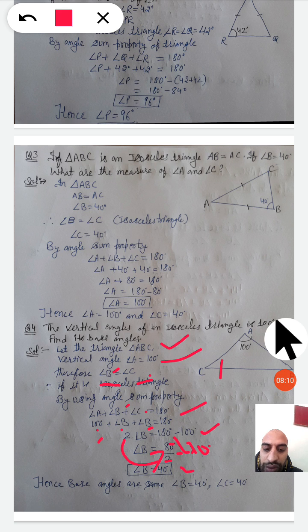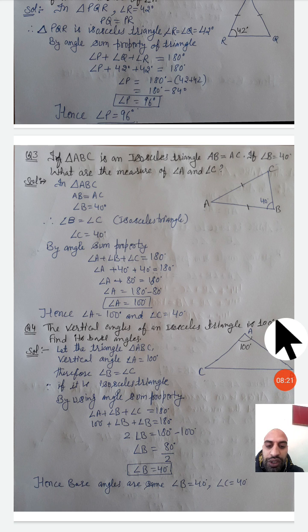So in this way you can calculate here angles B and C are both 40 by using the definition of isosceles triangle. So I hope my dear students it is clear to you how to find out these questions.